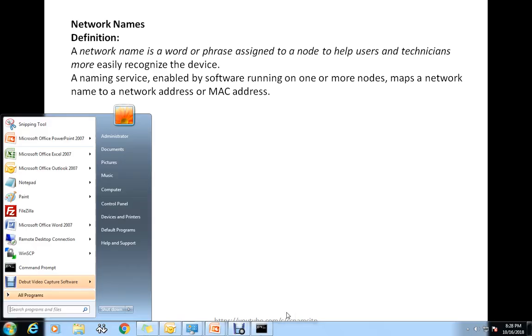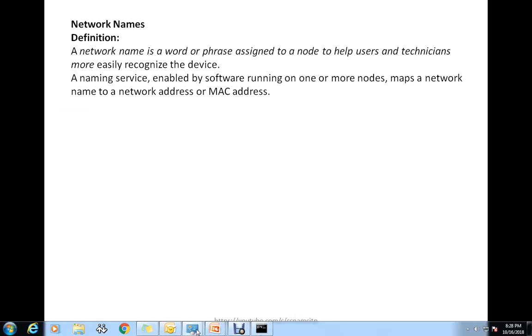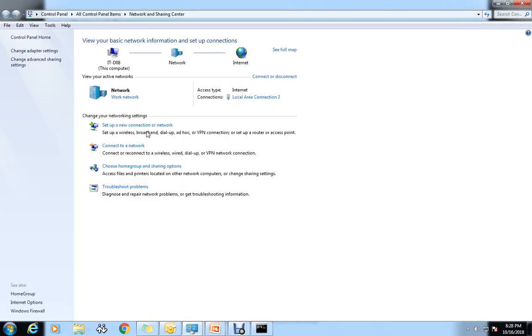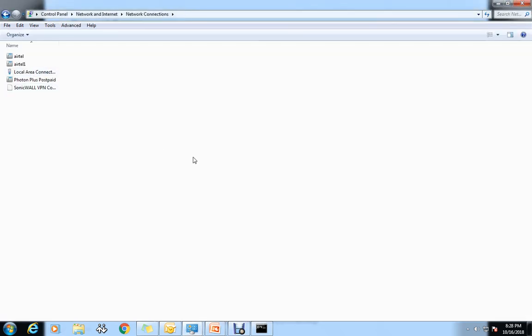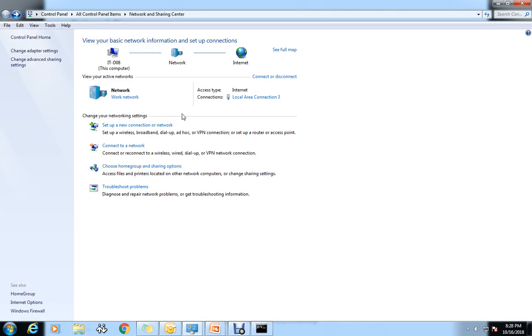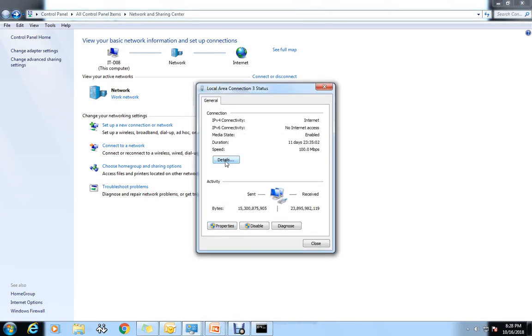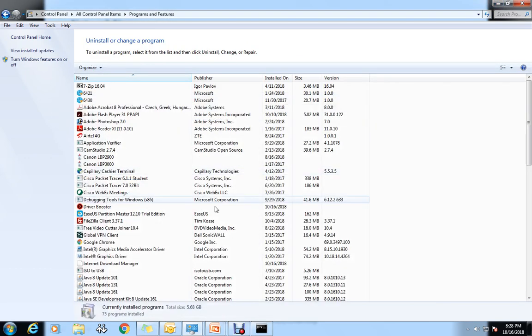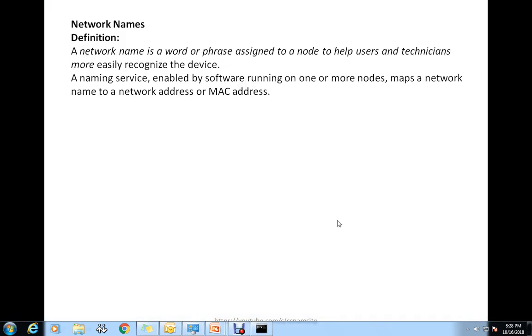So even if you see here, I just now told you here in this. So this is the IP address, and this is the subnet mask. Now let me move to next one.